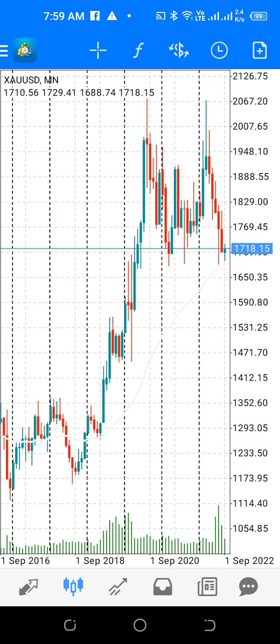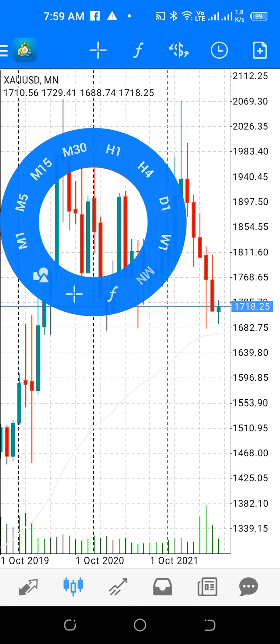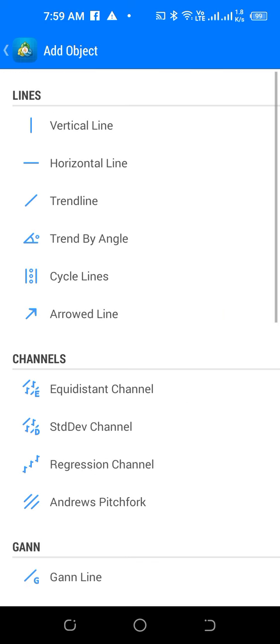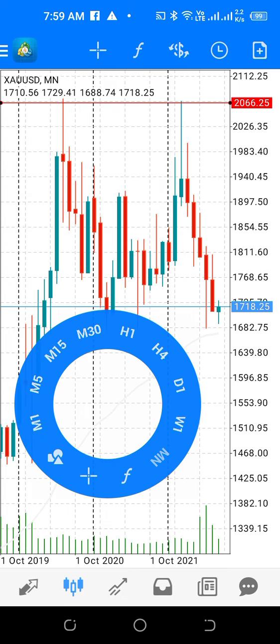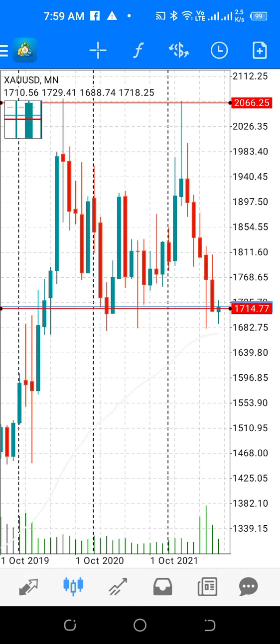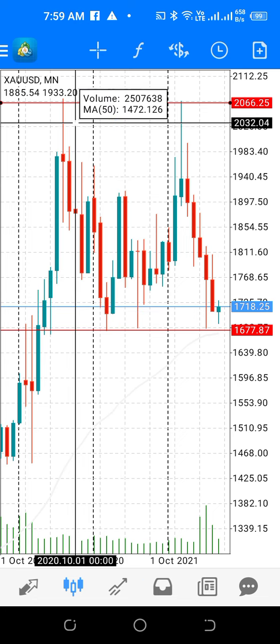Okay, so this is the more clear chart presentation. We will make some top-down analysis, starting with the monthly. I removed other indicators for the clarity of the presentation. So this is the highest price.